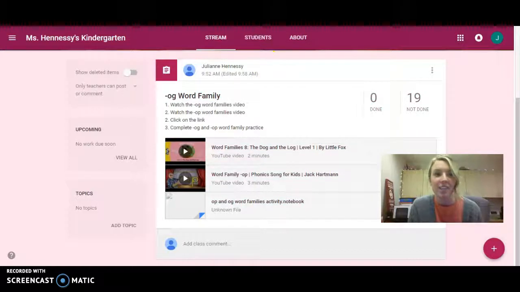I'm excited for us to learn together today. And remember, our word families have the same ending sound and they look the same.